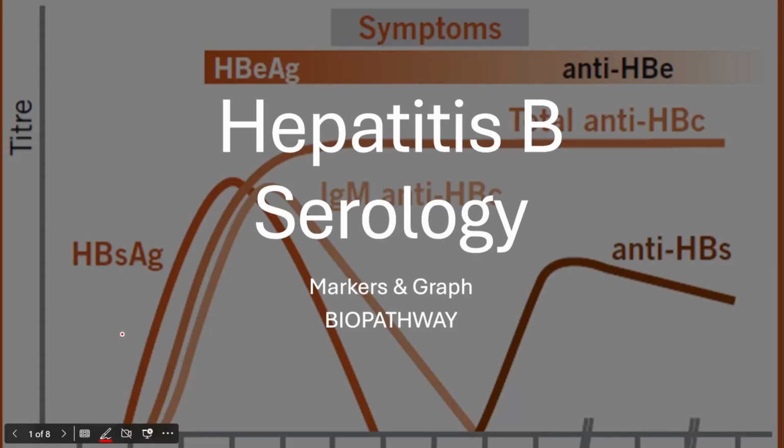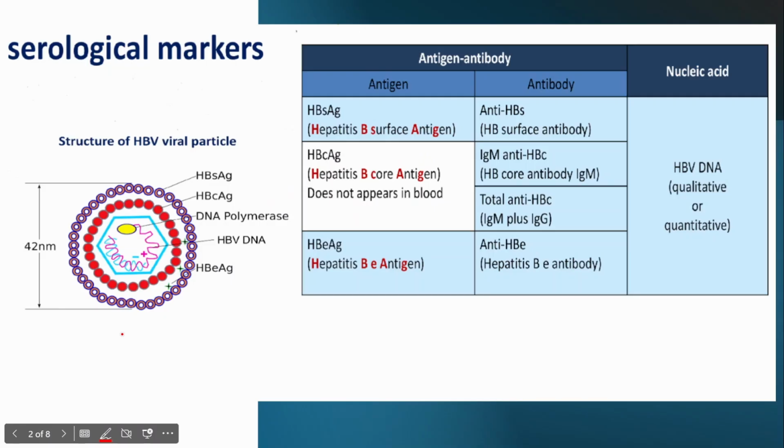Today's video is about hepatitis B serology. Serological markers are the markers that show up in your test results, and on that basis, you can tell a person at what phase of the hepatitis viral infection he is standing on.